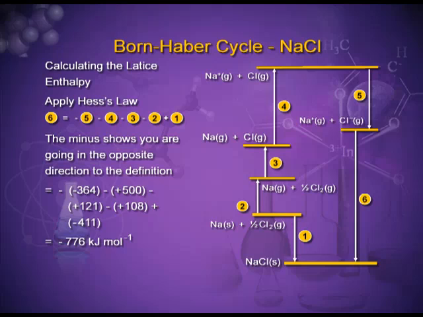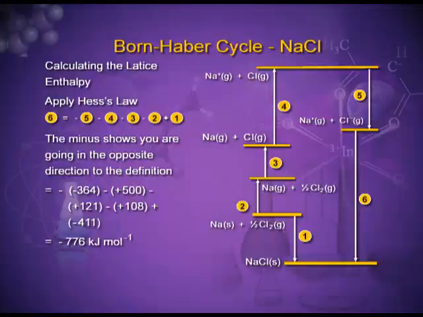The Hess's law states that the enthalpy change in a reaction remains same whether the reaction is carried out in one step or in the series of steps. The total enthalpy change of a reaction remains constant. Just by applying the Hess's law and by simple addition and subtraction of these enthalpies, we can calculate the overall enthalpy change of sodium chloride crystal, that is, the lattice enthalpy of formation of sodium chloride.